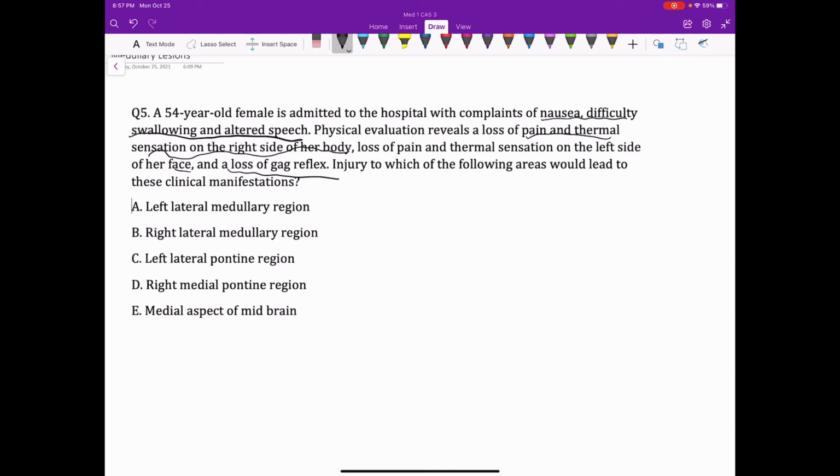Okay, so we see nausea, difficulty swallowing, and altered speech. We know nausea is associated with what? Vertigo. We know difficulty swallowing is associated with what? Dysphagia. So we're going to write swallowing, and I'm going to write an X, so difficulty. Altered speech, what is that? Dysphonia. We said this before, we said can't speak, dysphonia. Altered speech. Now, we know those.